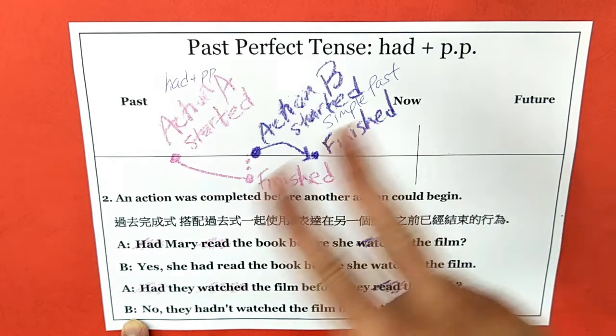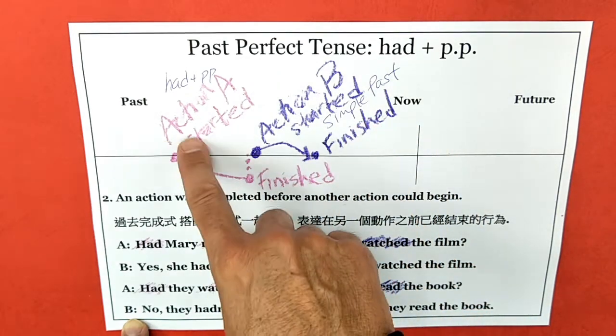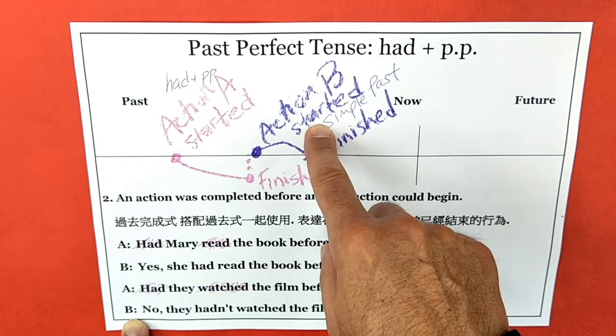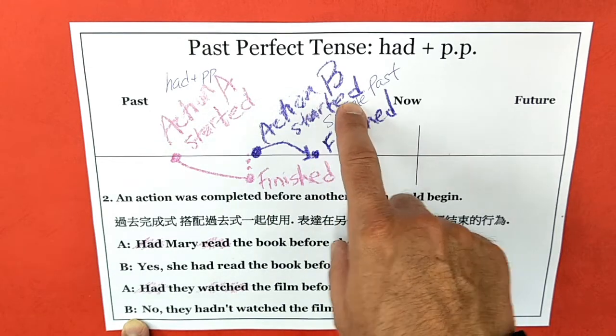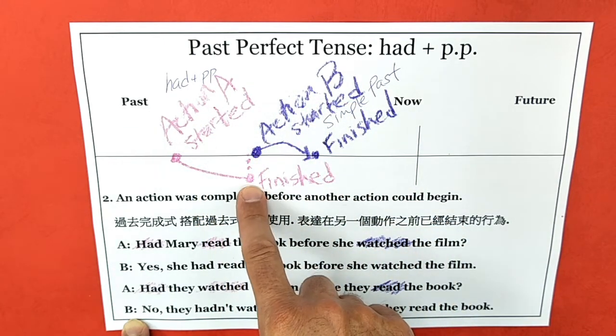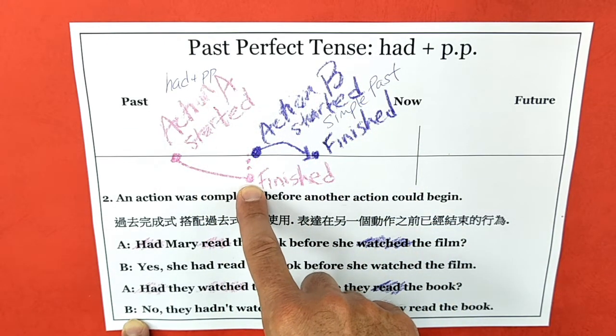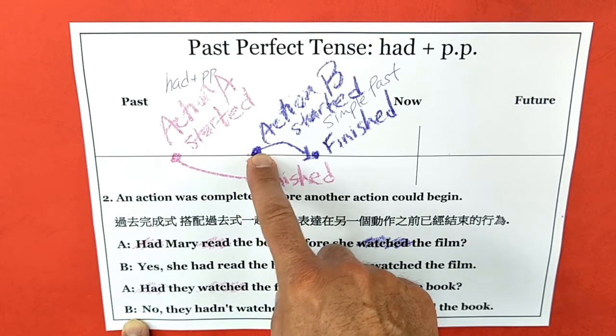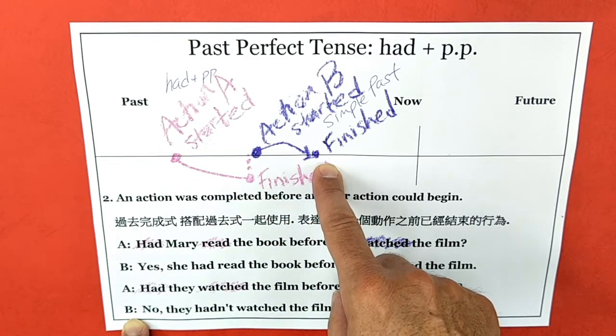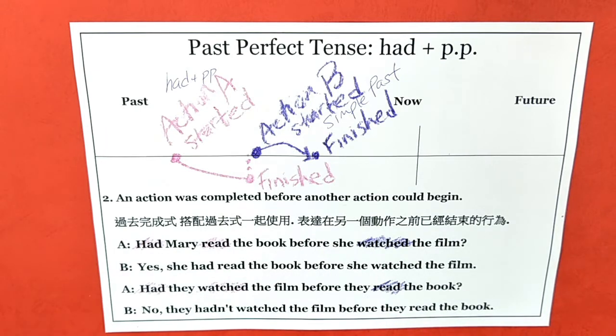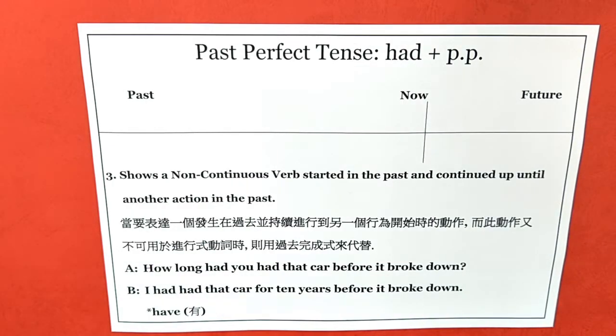Again, two things are happening. Two actions. Action A, action B. Action A started, it finished. As soon as action A finished, action B started, and action B then finished. All of this in the past. Okay, past perfect tense, had plus PP.